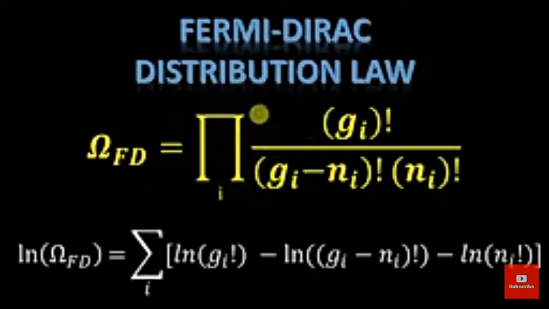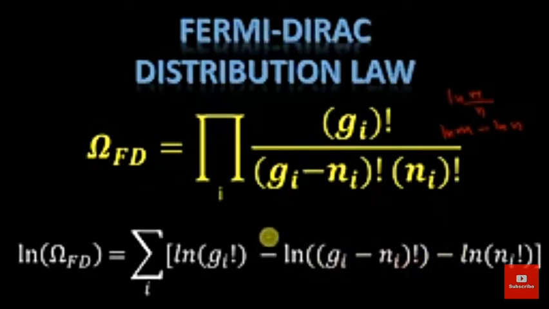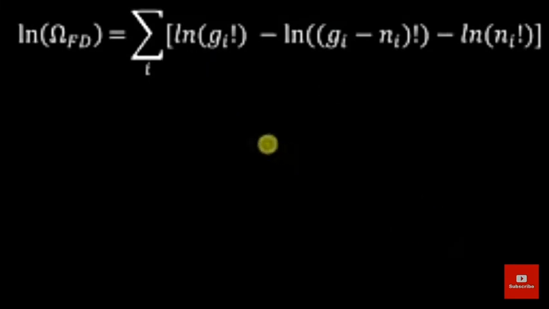Log of omega FD is equal to, this is a multiplication in here, but when we take the logarithm, it changes to addition. So this changes to a summation of log of gi factorial, and as we know, log of m divided by n is log of m minus log of n. So log of this thing is log of (gi minus ni) factorial, and in here it's minus, because that minus comes in here, minus log of ni factorial. So this is what we have after taking the logarithm.